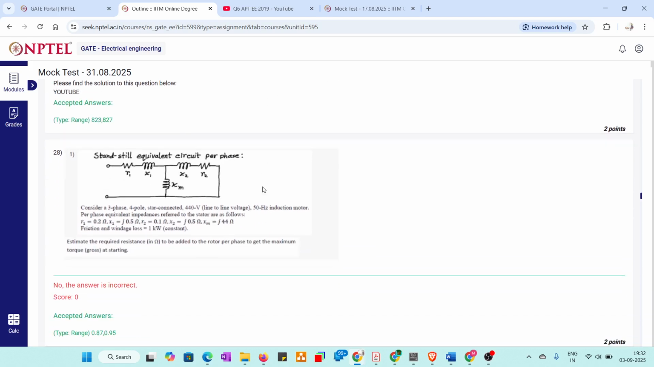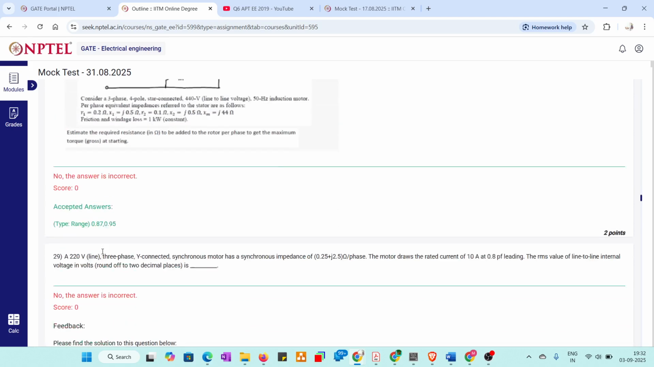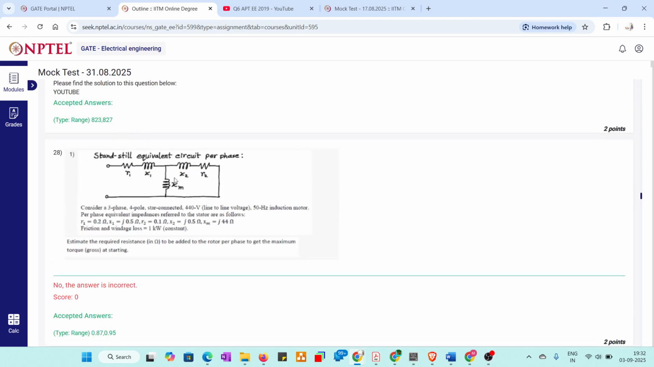Next, so here this is connection transformers question. So standstill equivalent. So consider three phase four pole star connected. Sorry. Okay, so not transfer function. So this is induction motor. Okay. So equivalent impedance referred to the stator circuit. Okay, so based on that we need to give the answer. Okay. So you can see this book make question. Okay.